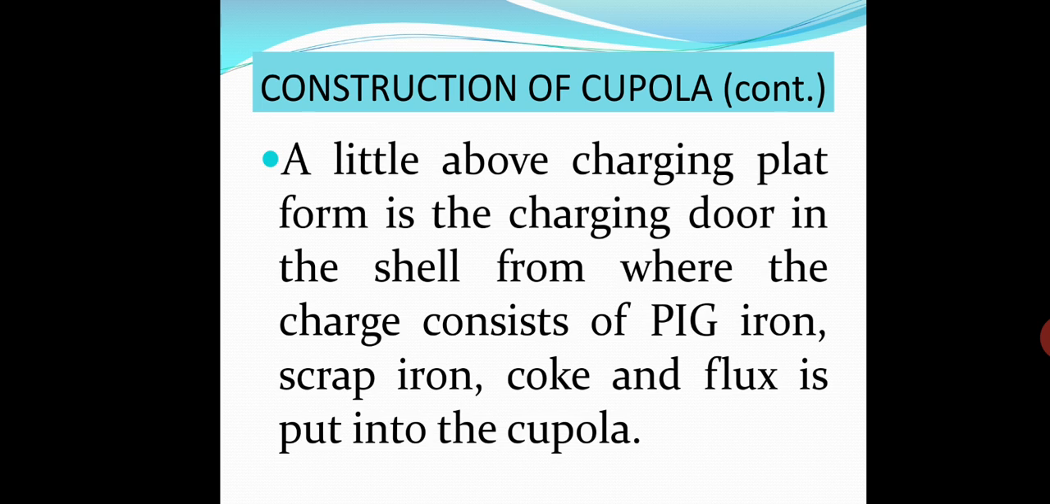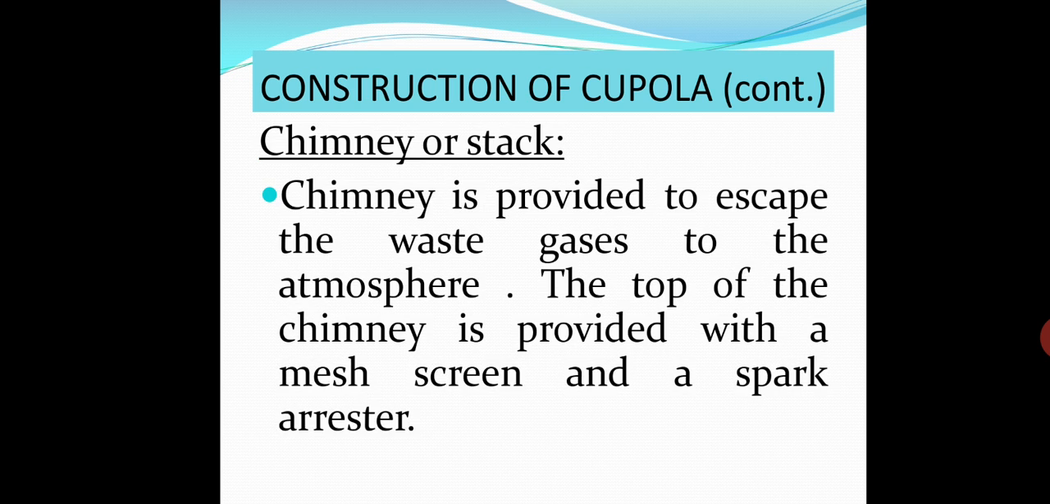As we know, the pig iron or scrap iron is to be melted, and for melting, to create heat, coke is used. Air is supplied through the blower, wind belt and tuyeres for combustion, and flux is used to make slag out of impurities in the raw material, pig iron and scrap iron.